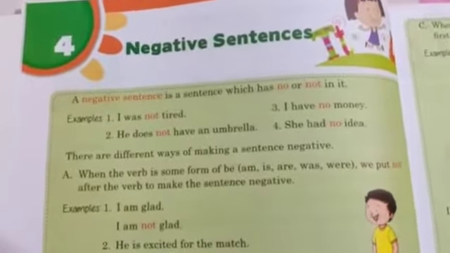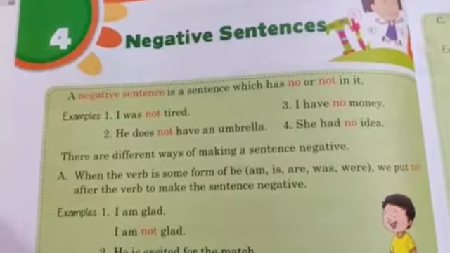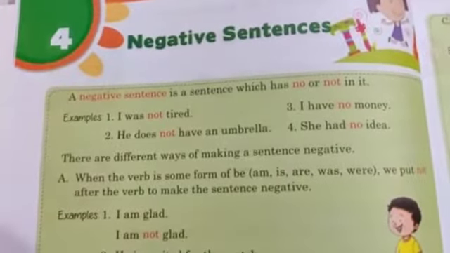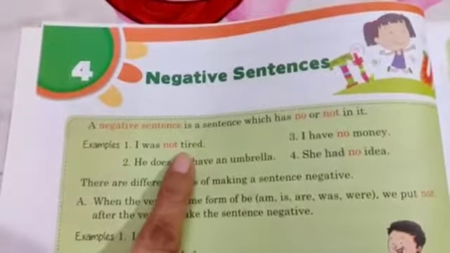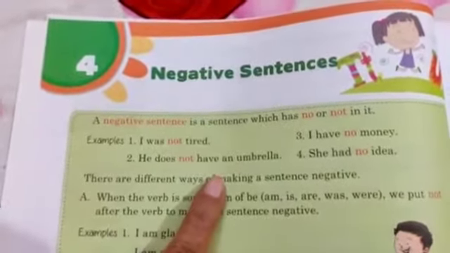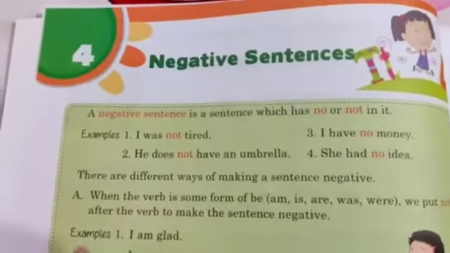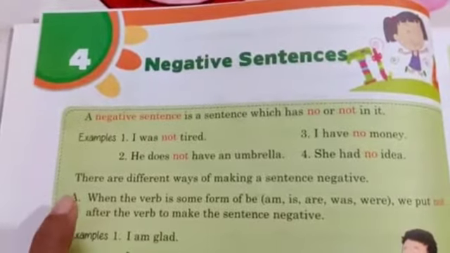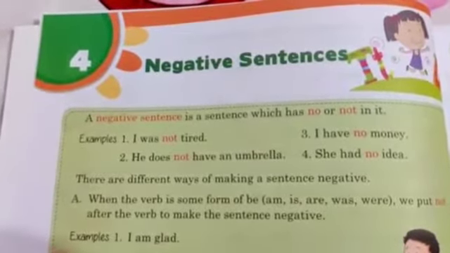Negative sentences. A negative sentence is a sentence which has no or not in it. See the example. I was not tired. He does not have an umbrella. I have no money. She had no idea. There are different ways of making a sentence negative.